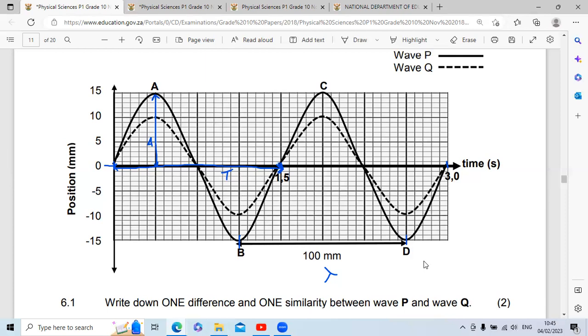No. And why do you say so? Because the time it takes to complete a wave is different for each one. Okay. Can you try to explain that?